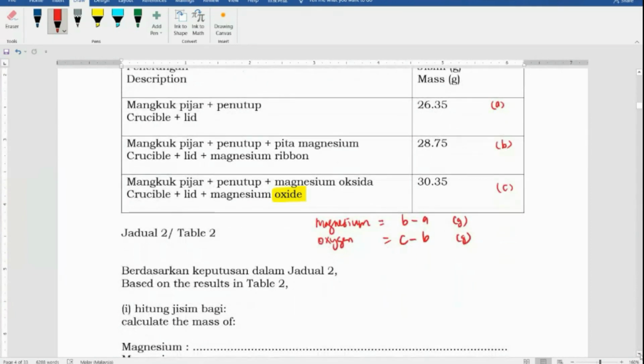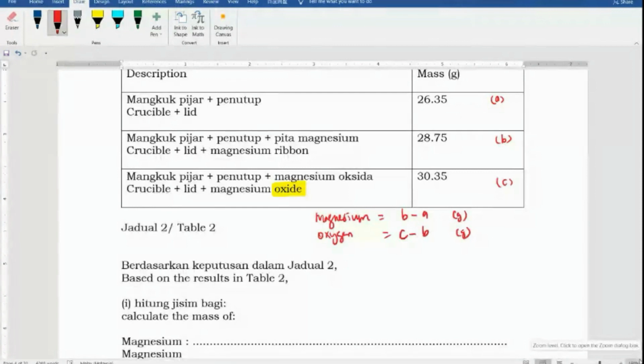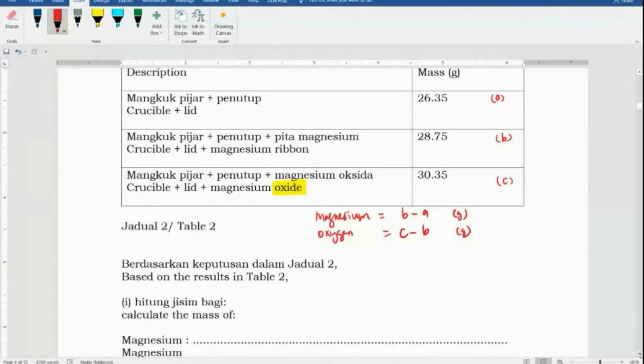So the mass for the magnesium, what is the value, class? Trinity, have you calculated for magnesium? What is the value? Then oxygen, what is the value? For oxygen, Anessa, can you calculate the oxygen? What is the mass?